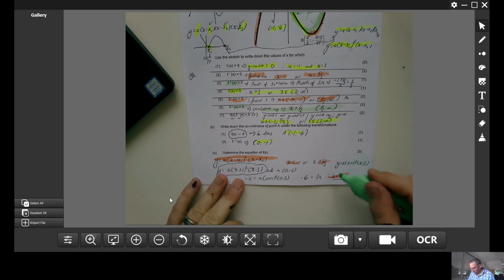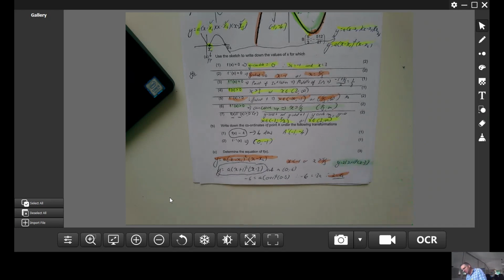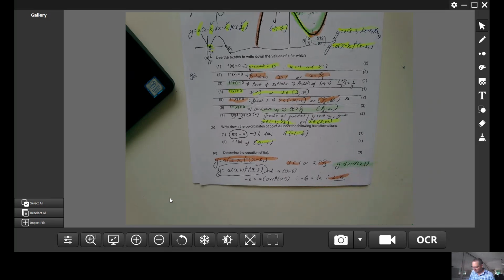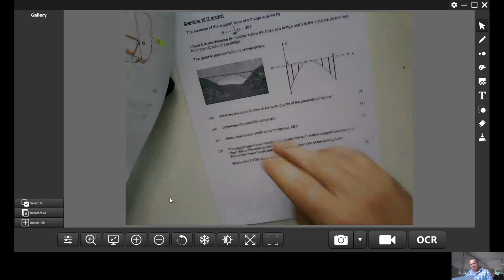They didn't ask you to times it out. Okay, if they ask you to times it out, you square it out first, then times it by x minus 3, then times it all by 2. But there's your answer in that format.